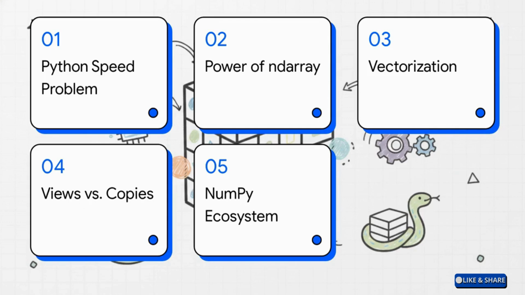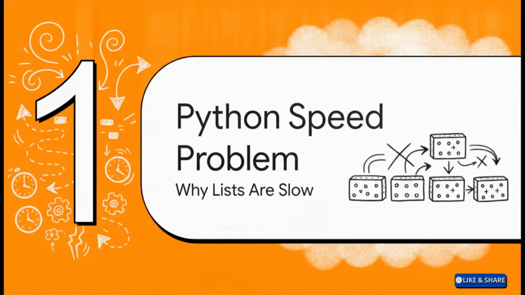All right, here is our roadmap for today. 1. The Python speed problem. 2. The power of the ndarray. 3. Vectorization and broadcasting. 4. Memory, specifically views versus copies. And finally, 5. The broader NumPy ecosystem. Let's kick things off with Section 1, the Python speed problem.